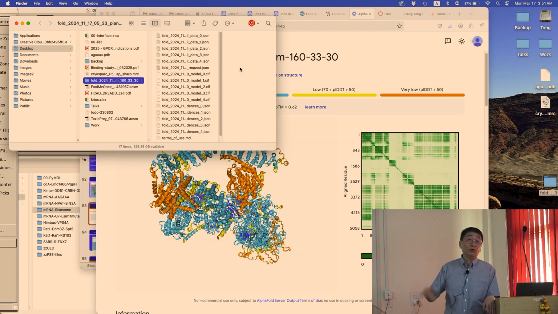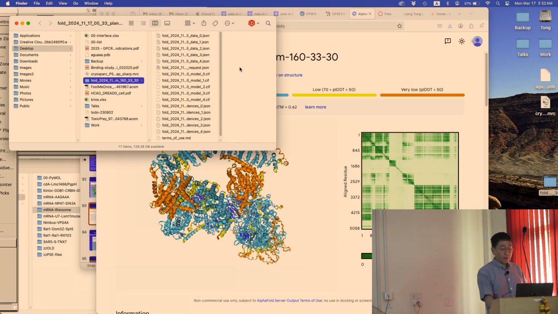PDB is old news. I guess you know that, right? The new format is CIF, crystallographic information file format. So these are CIF format files, but it doesn't matter. PyMOL opens them just as well. So we can open PyMOL.